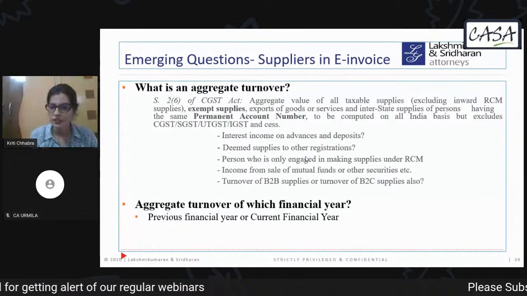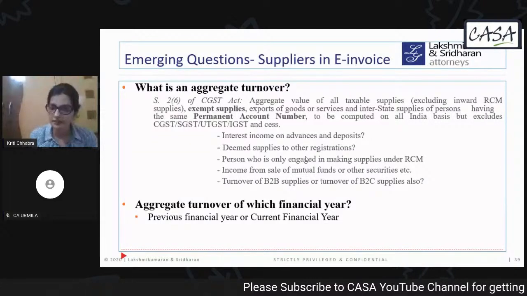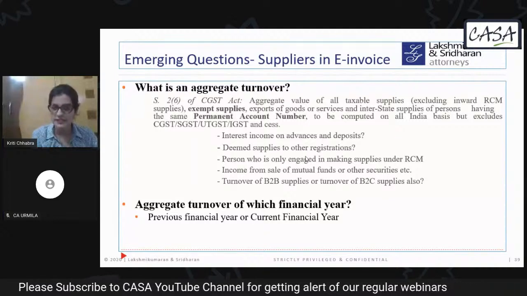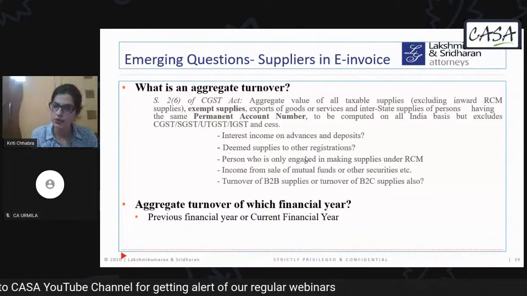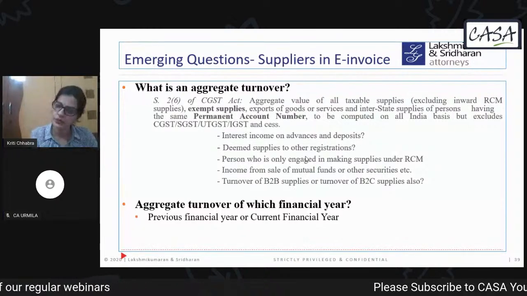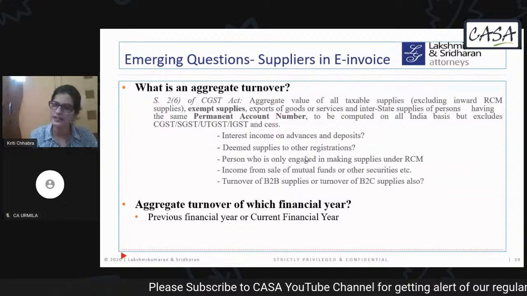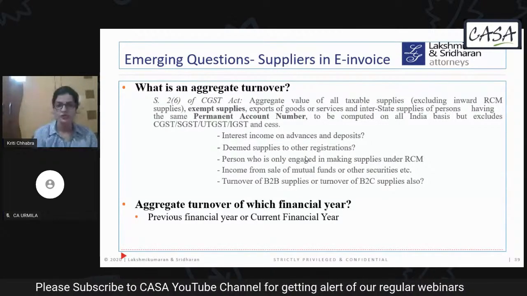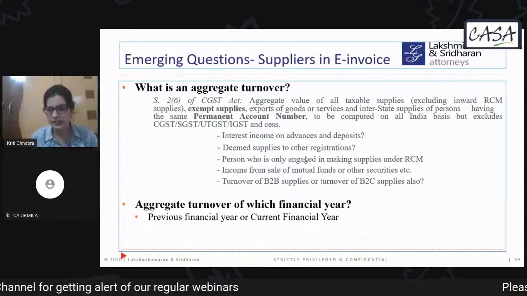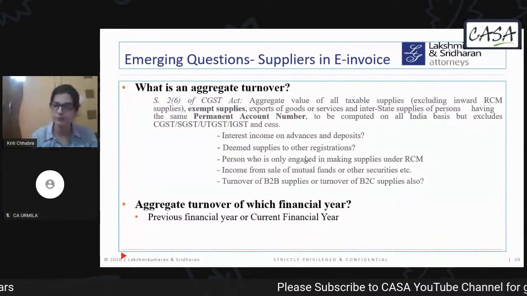Next is turnover of B2B supplies or turnover of B2C supplies only. This is a very relevant question which is being asked by many persons to me: since this e-invoicing scheme is going to be applicable on B2B invoices, should I calculate only those B2B supplies while calculating my aggregate turnover, or should I consider my B2C supplies also? So again, in my view, one should see its eligibility criteria by including all its income, be it B2B or be it B2C.